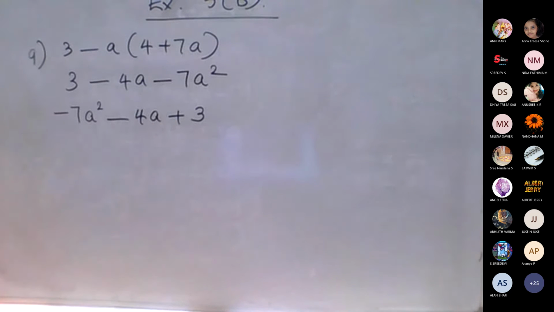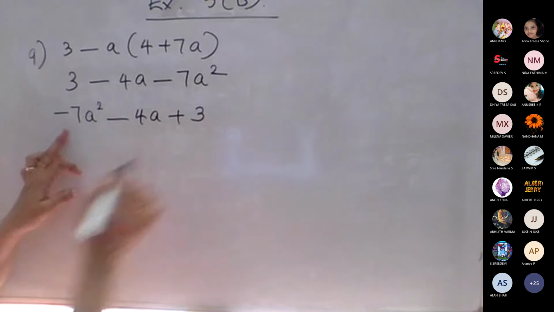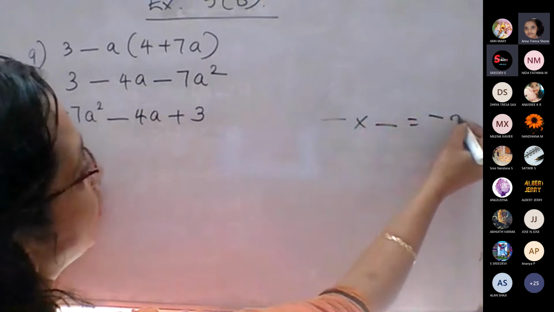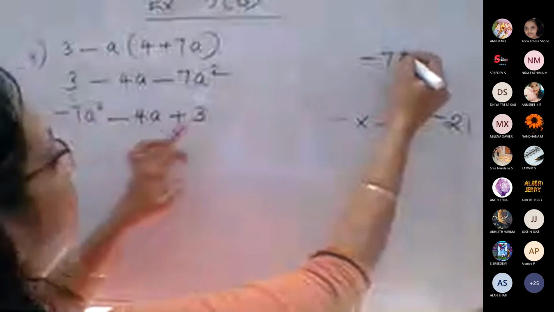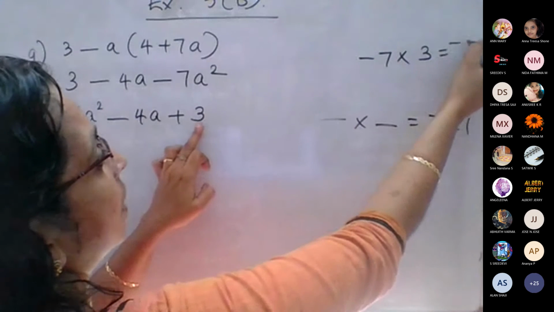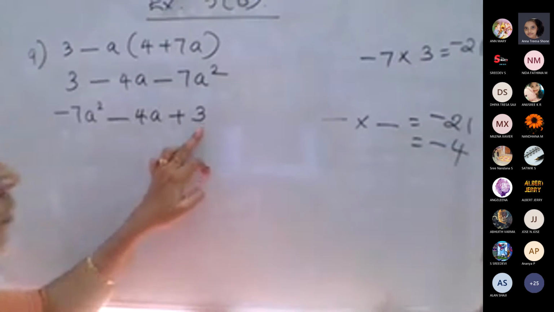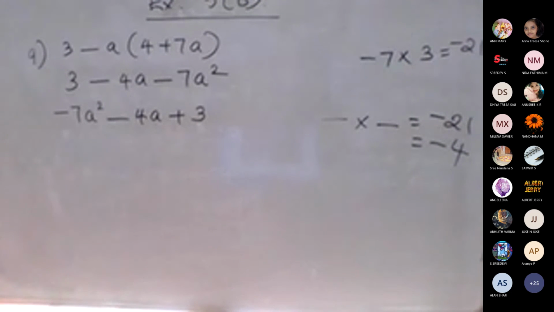Whether it is negative, no problem. What do we have to do? Dash into dash should be what? Don't worry about that. Dash into dash is equal to negative 21. That is negative 7 into positive 3 we need. Negative 21. Then next it will be what? Negative 4.